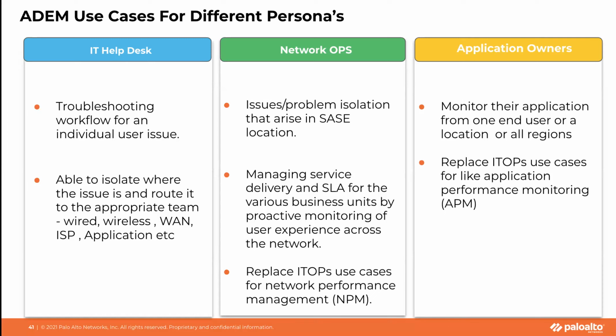It helps the network operations team manage service delivery and SLAs for the various business units. They can replace IT operations use cases for the network performance management tool. It helps them to isolate the issues and the problems. Application owners can monitor their application from one end user or a location or for all regions, and replace IT operations use cases like application performance monitoring.